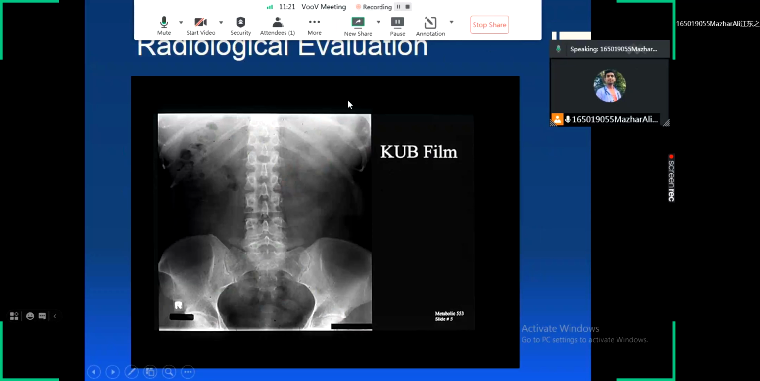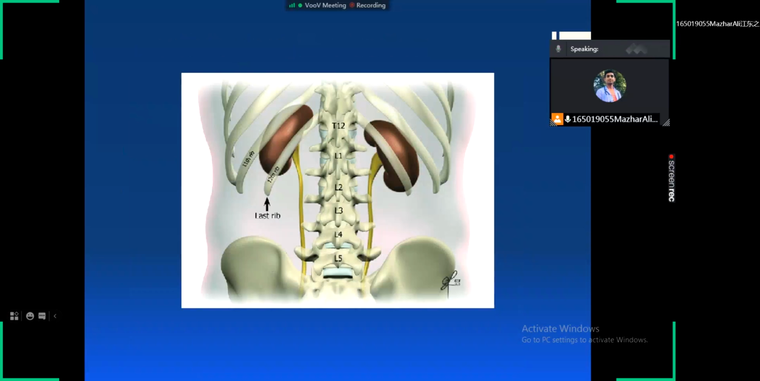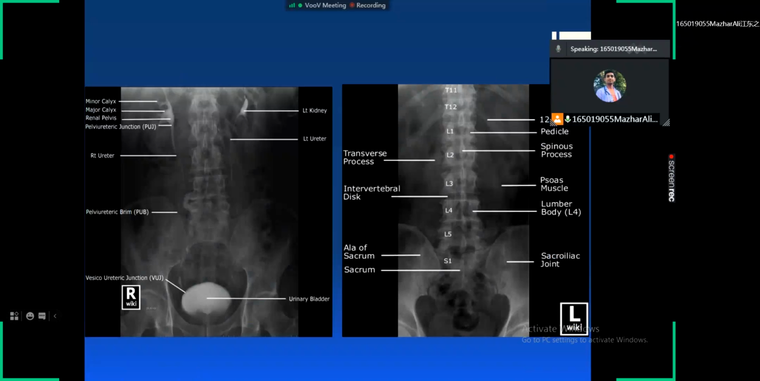In radiology, we do the radiological evaluation of the kidney. We do a kidney, ureter, bladder film. This will be called KUB X-ray. We will check for the stone: where actually is the stone? This is the location of the kidney, present at T12 to L2-3. The right kidney is somewhat lower than the left kidney due to pressure from the liver. So that's the thing, and then you can see it in the KUB X-ray.